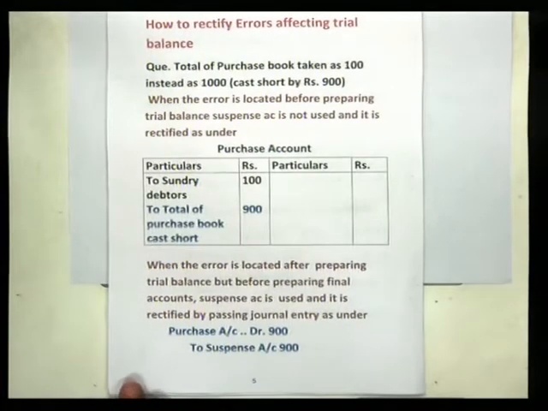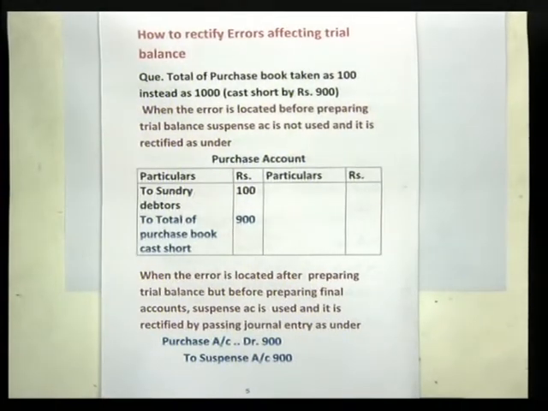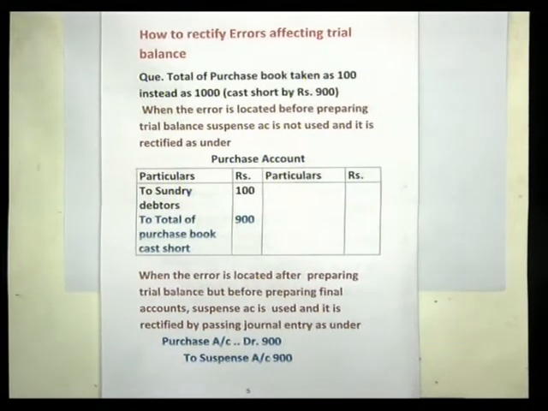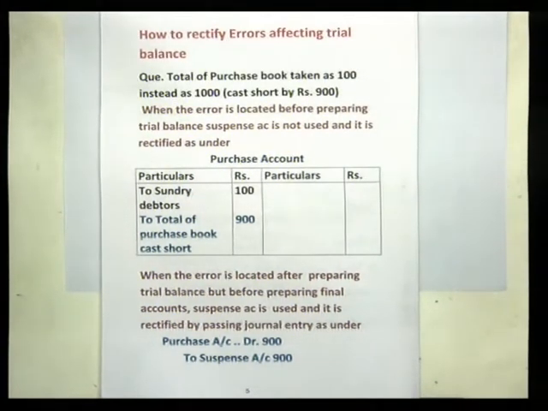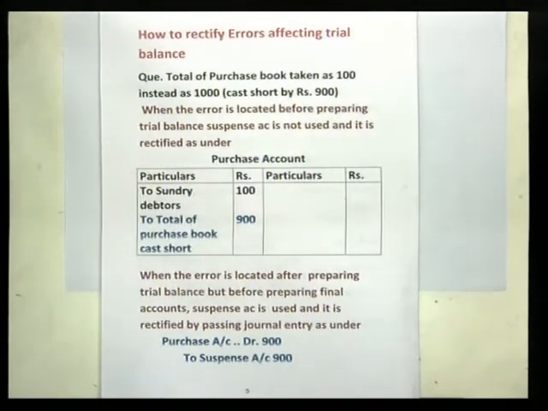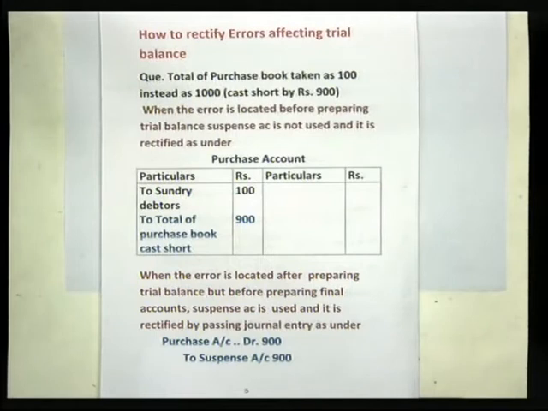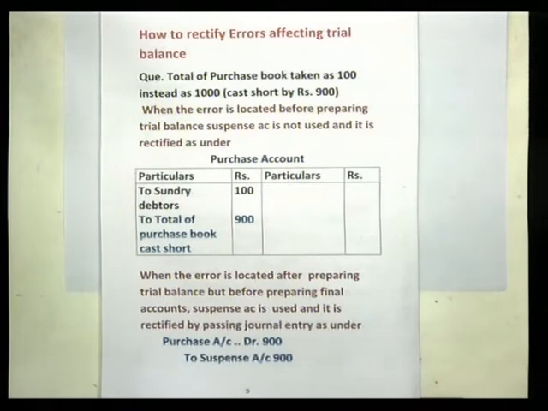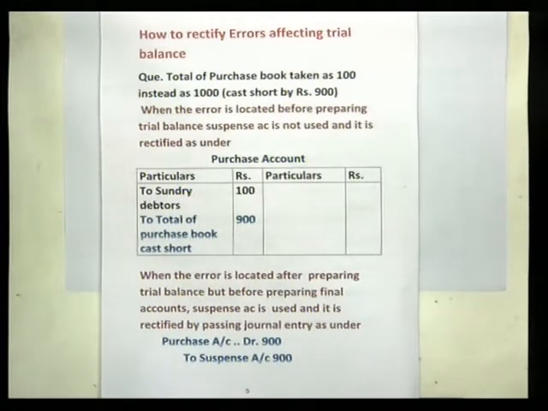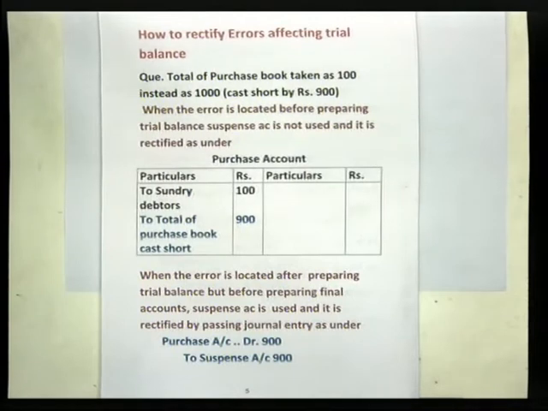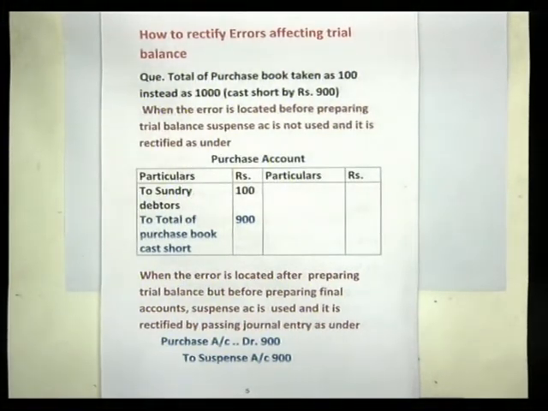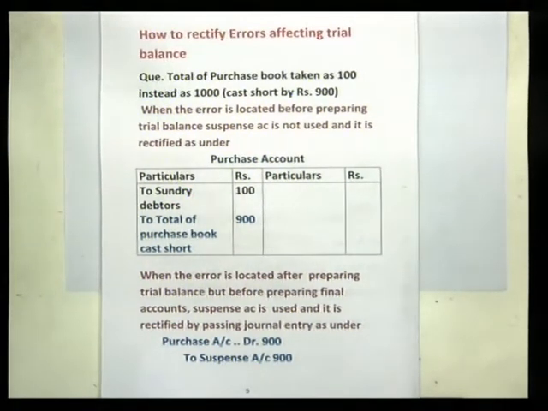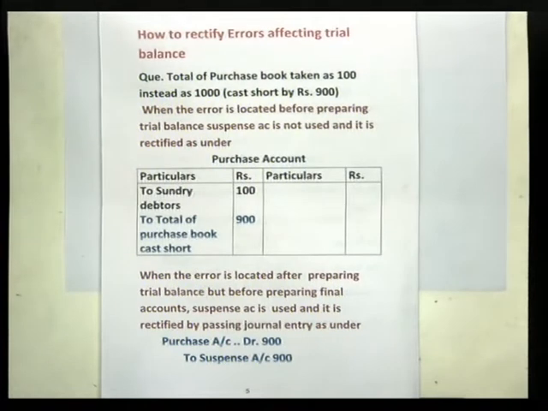Now continue with another example, that the total of purchase book is taken as rupees 100 instead of rupees 1000, meaning while totaling this purchase book there is an error. So whenever the total of rupees 1000 is taken as rupees 100, this is called a casting error. This type of error can be located at two stages. Number one, when the ledger account is prepared and trial balance is not prepared, or this type of error may be located after preparing the trial balance.